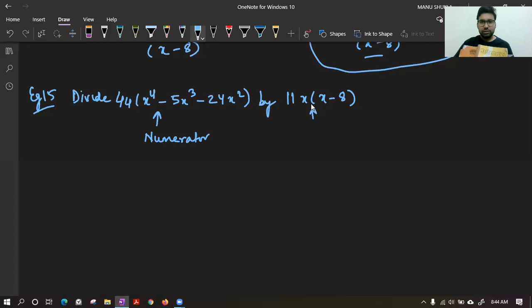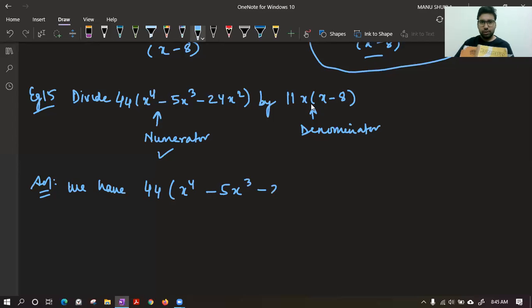So this is numerator, this is your denominator. If you want, you can write them together and solve them together. But if you want to simplify the numerator first and then divide, that is also fine. So we will take the numerator first. Solution: we have 44x power 4 minus 5x cube minus 24x square.